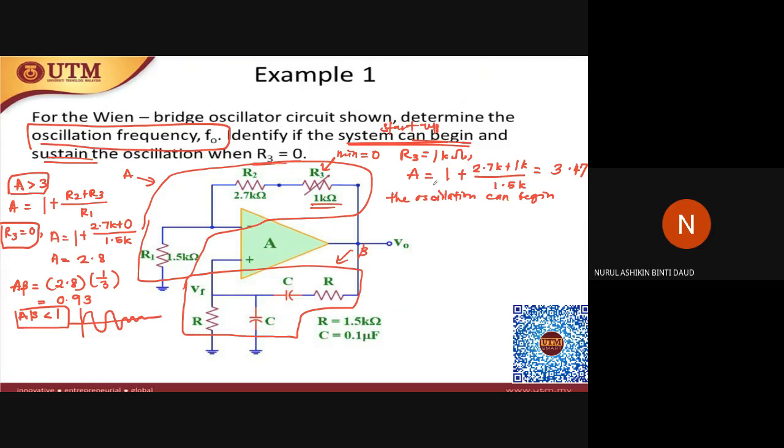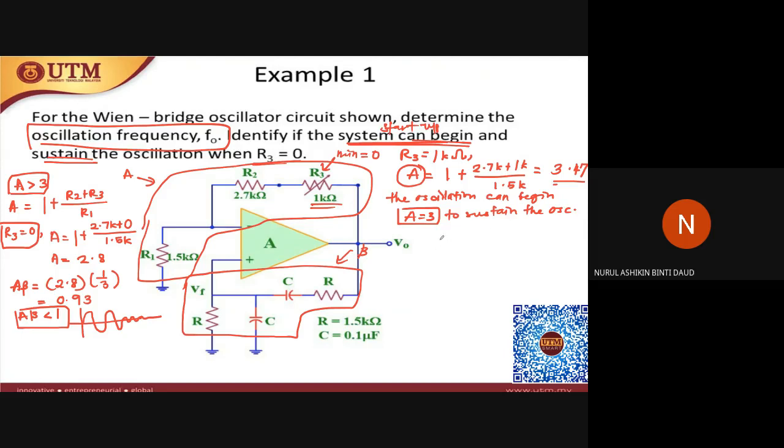To sustain the oscillation, we need to maintain this value. We need to maintain this value at 3. In order to sustain the oscillation, the value of the amplifier gain A should be equal to 3. So how do we change that? What is the value of the potentiometer in order to sustain this oscillation?